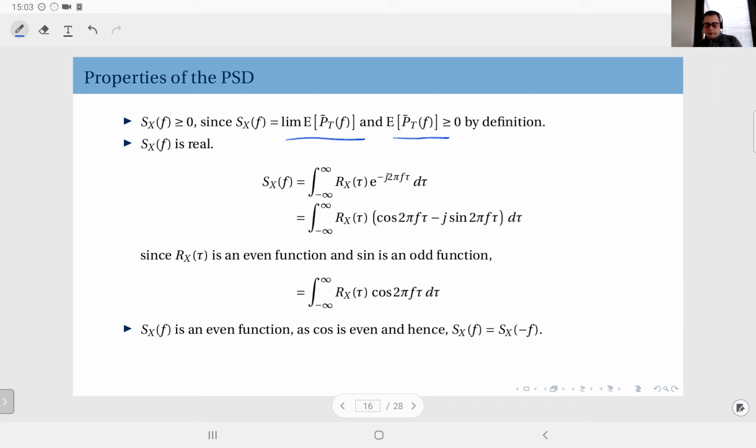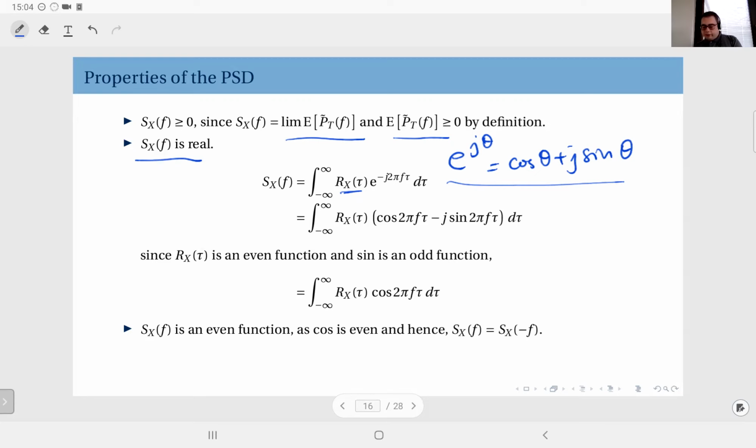The next observation is that although it's defined through a Fourier transform involving complex exponentials, it's a real function. Let's see why that is so. Take the definition: the autocorrelation times e to the power minus j2 pi f tau d tau. At this point, you have to use Euler's identity. It's a well-known identity: e to the power j theta, for any theta in radians, is equal to cosine theta plus j times sine theta. This is essential in complex analysis, and it is due to Leonhard Euler.